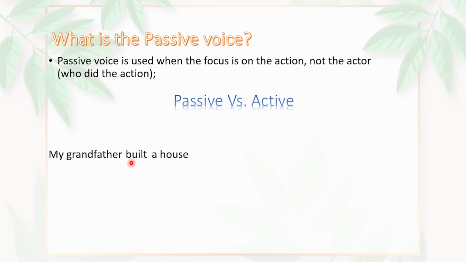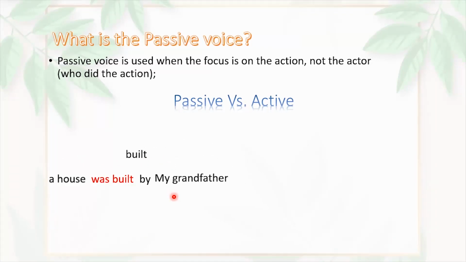My grandfather built a house. My grandfather is the subject. Built is a verb in the past. A house is a singular noun. We bring a house, which is the object in the active sentence, to the subject position. Then we add was, because it's a singular noun, house, and past tense, so was built, past participle, then by my grandfather, and this is it. This is the passive voice.